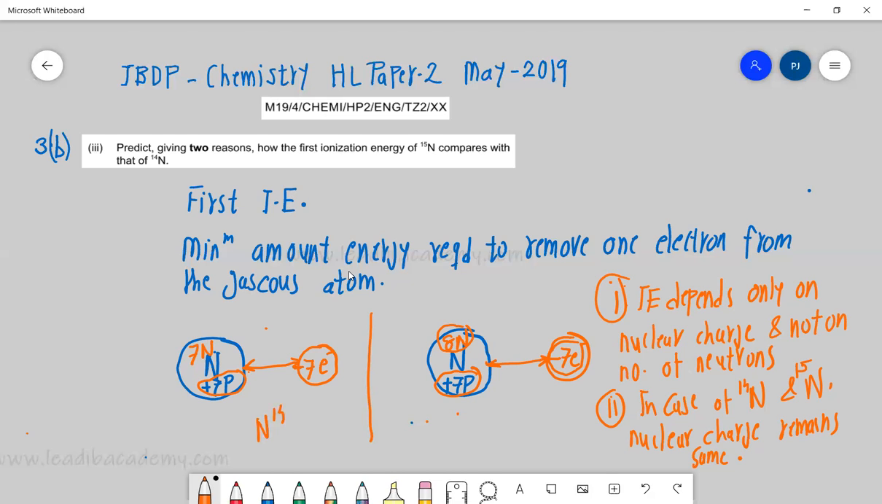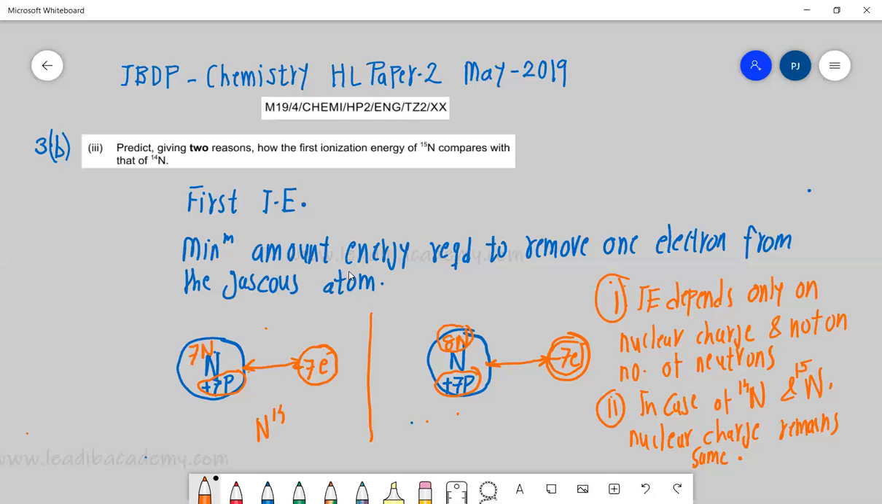So first understand what is meant by ionization energy. That is the minimum energy to remove an electron. And why do you need energy to remove an electron? Because there is an attraction from the nucleus, the nuclear charge, that is attracting those electrons. So if that is not changing, then why should IE change? Simple. There's no reason why IE should change.